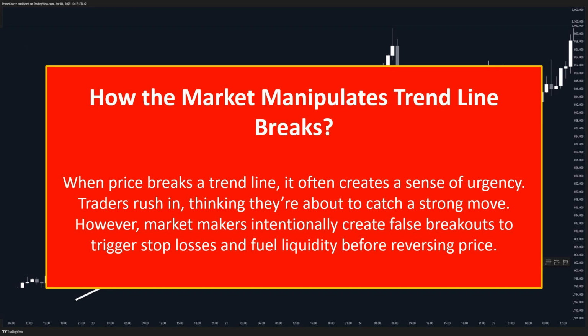When price breaks a trend line, it often creates a sense of urgency. Traders rush in, thinking they're about to catch a strong move. However, market makers intentionally create false breakouts to trigger stop losses and fuel liquidity before reversing price.